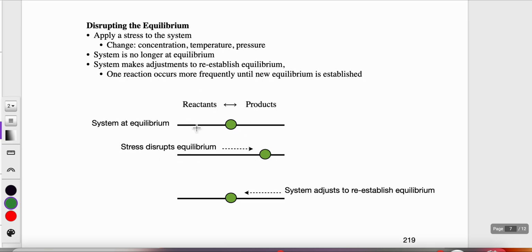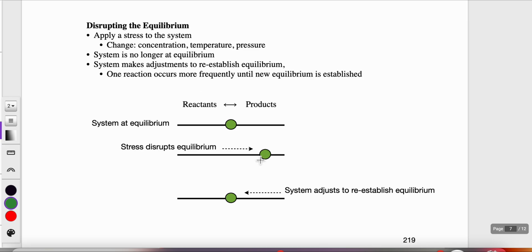So if this line with this green dot represents the place of equilibrium, we apply a stress. A change in concentration, temperature, or pressure would be some common ones. We see that the ball is pushed to one side. The system is disrupted. It's no longer at equilibrium.